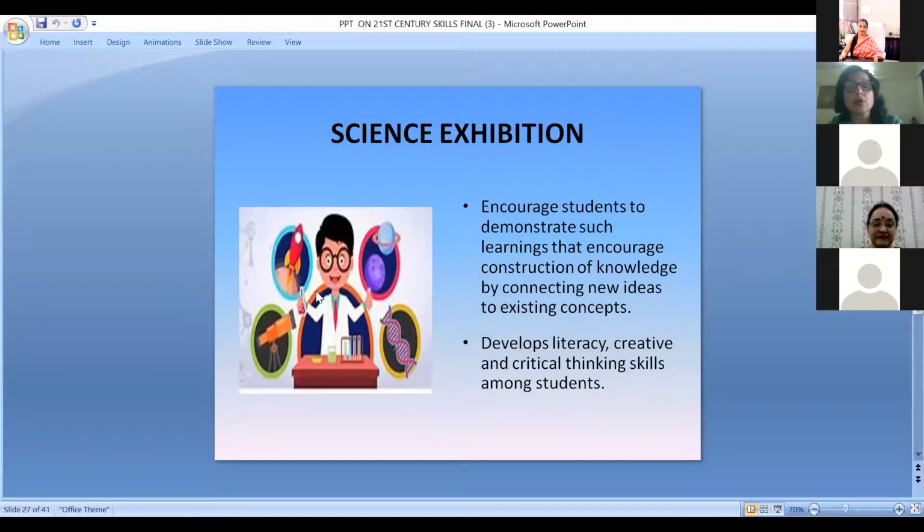CBSE is also organizing a science exhibition to encourage students to demonstrate learning that encourages construction of knowledge by connecting new ideas to existing concepts. What exists today, they can add to with new ideas. So that will also develop literacy, creativity, and critical thinking skills among the students.